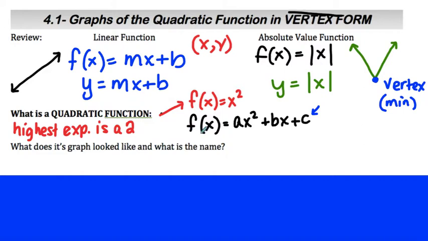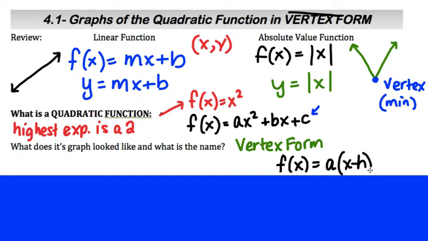But there is another form that looks more like the absolute value function, and that's called vertex form. Okay? Vertex form. And vertex form is written in the form f of x equals a times (x minus h) squared plus k. And it's vertex form because when we look at something that's in vertex form, we can see the vertex. The vertex, just like in the absolute value function, is (h, k), where we change the sign and we keep the sign.